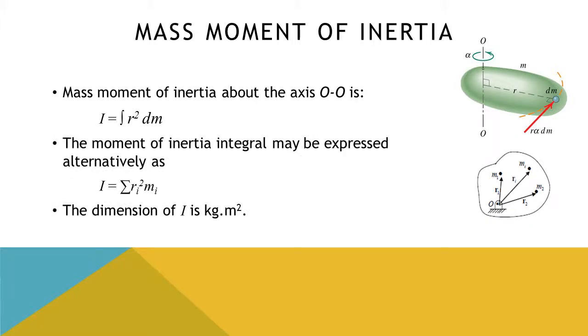The moment of inertia integral may be expressed alternatively as I is equal to the summation of ri squared times mi. The dimension of I is kilogram meter squared.